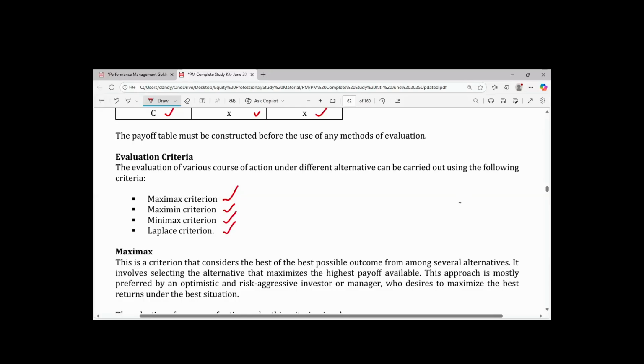Okay, we have Laplace, Bayes. So these are the four different methods of evaluating various courses of action under different alternatives. Okay, so let's talk about each of them.